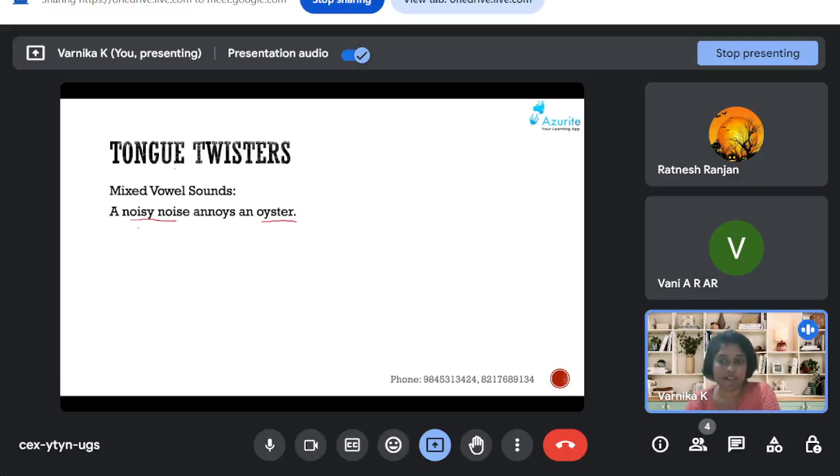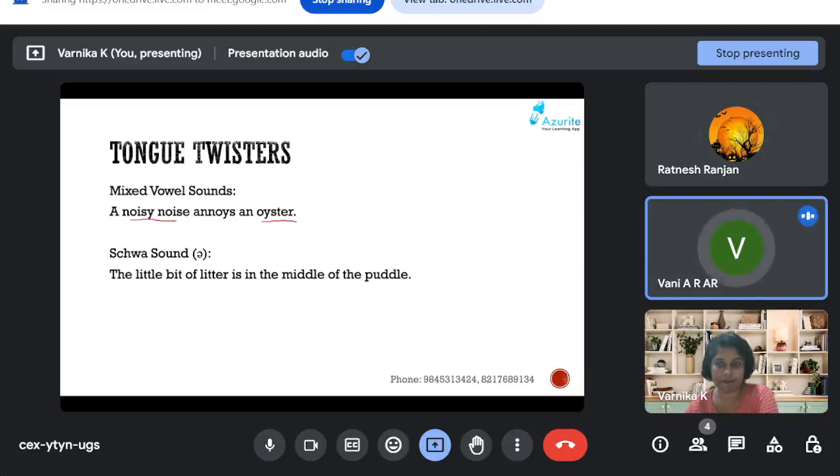So what you're saying is a noise that is noisy irritates the oyster. Another word for irritate is annoy. So we are practicing the oi sound here, right? A noisy noise annoys an oyster. Okay, we're practicing the oi sound. Yes. Vani, next one.